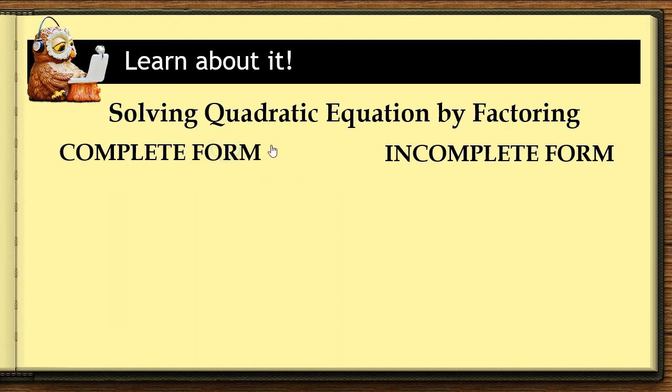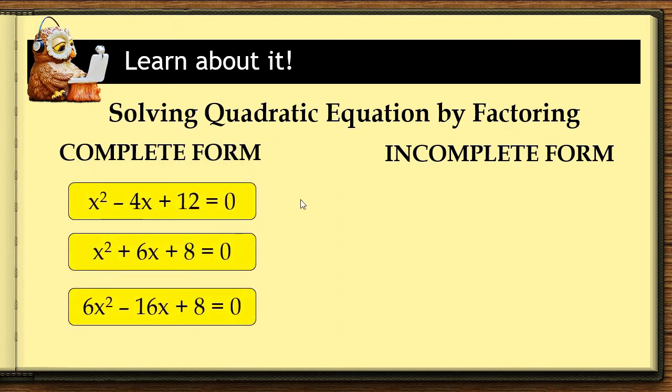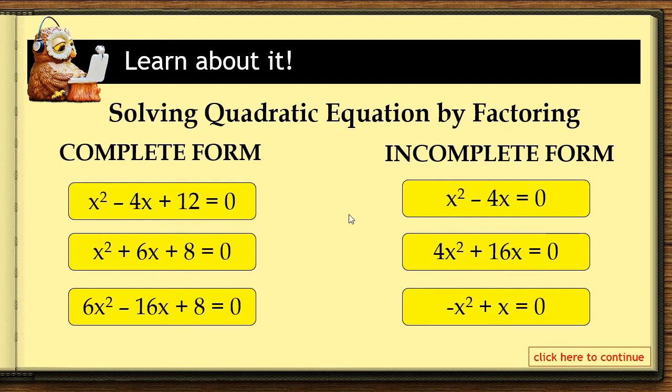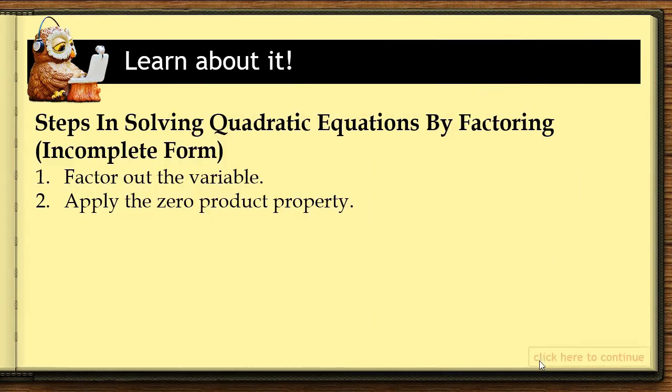If the values of a, b, and c of a quadratic equation are not 0, then this quadratic equation is in complete form. But if the constant term or the value of c is 0, then the quadratic equation is incomplete. Now, let us study the steps in solving quadratic equations by factoring in incomplete form. There are only two steps. The first one is to factor out the variable, and the second one is to apply the zero product property.